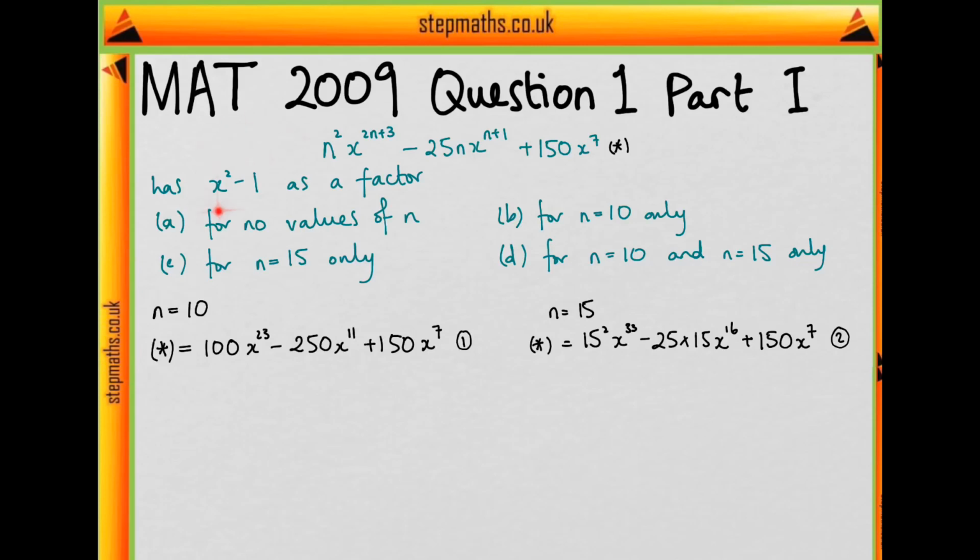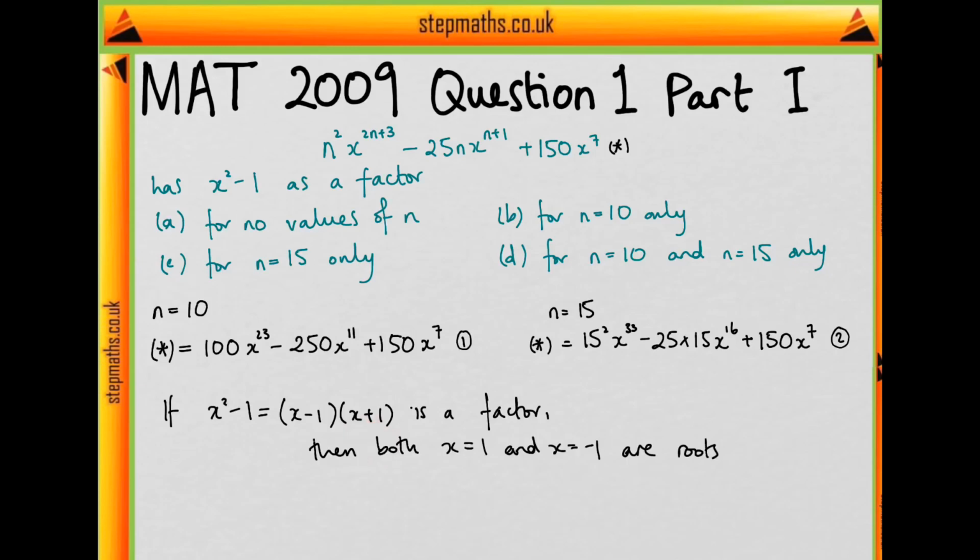We know we can factorize this because it's a difference of two squares. So we know that x squared minus 1 is equal to x minus 1 times x plus 1. What does this tell us about what it means to have x squared minus 1 as a factor? Knowing that x minus 1 and x plus 1 are both factors also tells us about the roots. If we have this as a factor, then we must have 1 and minus 1 both being roots.